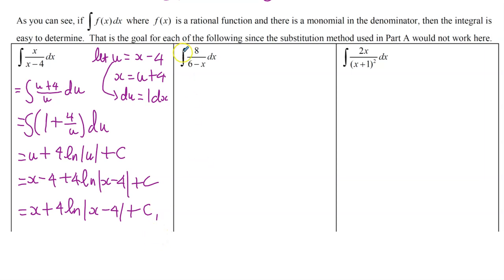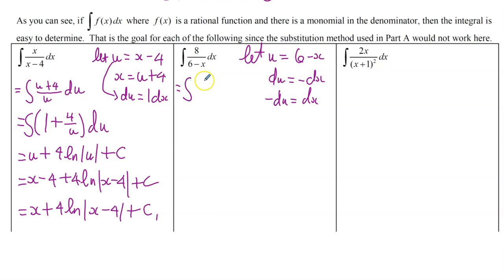Next up. Very similar, just we don't have an x over here. To get a monomial denominator, let u equal 6 minus x. Then du will be just negative dx. Remember, it's the dx we're going to be getting rid of, so negative du is equal to dx. We didn't need to solve this for x, since there's no x over here.